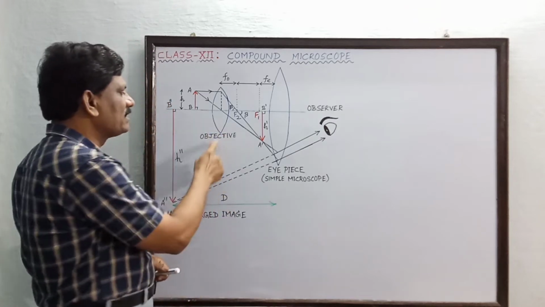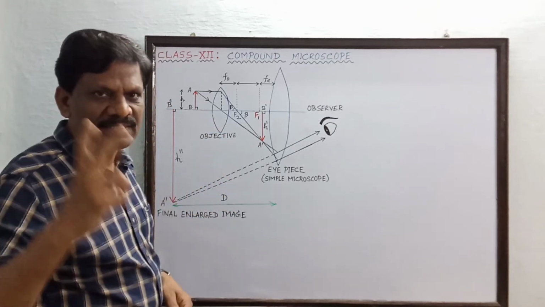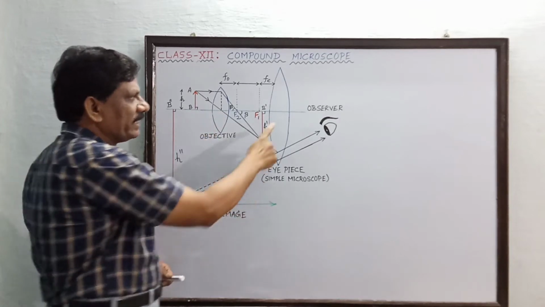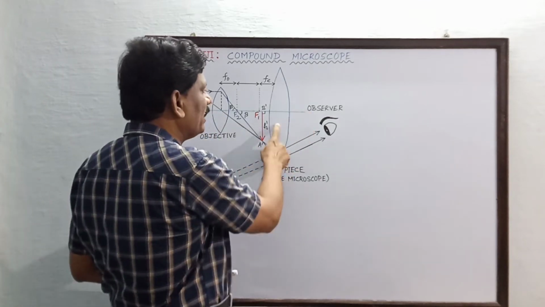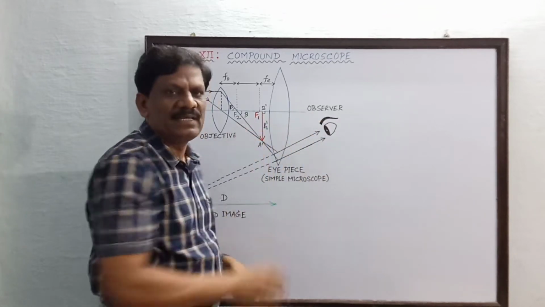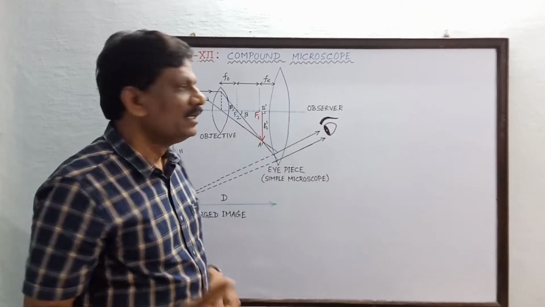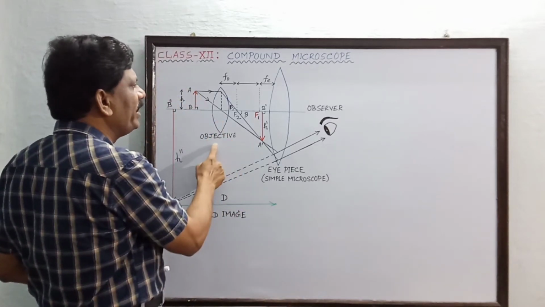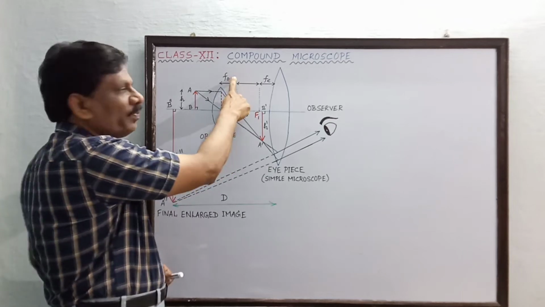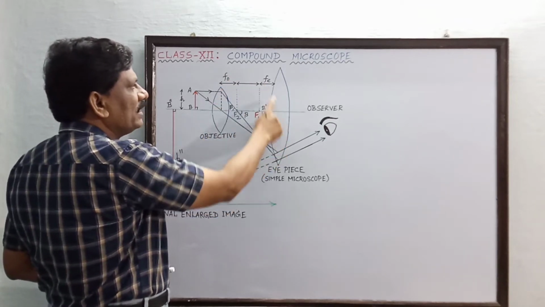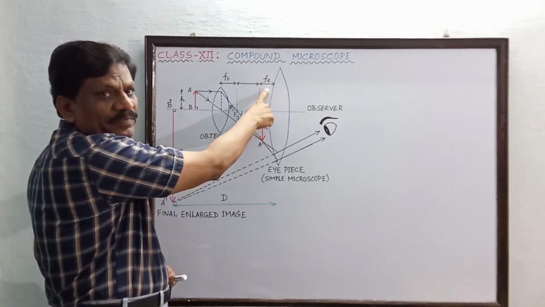The first lens is called objective because it is focusing towards the object. The second lens is called eyepiece because our eye is going to observe the final image through this second lens. Now the focal length of the first lens, namely objective, is FO, and the focal length of the eyepiece is FE.